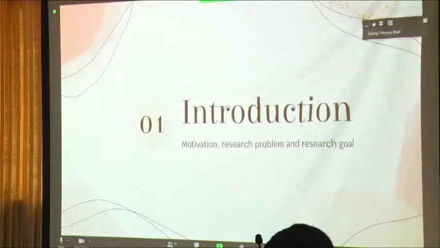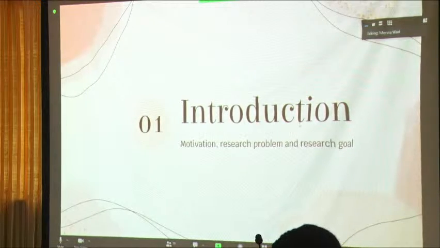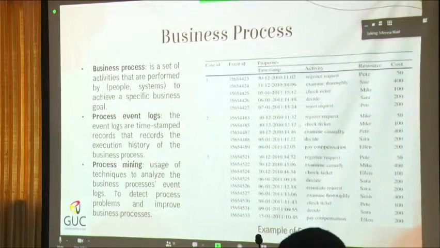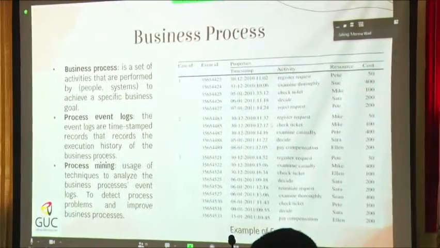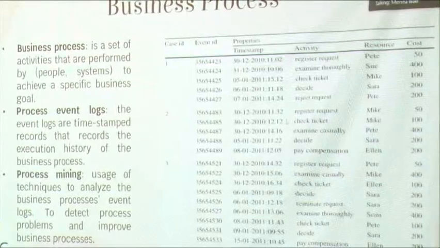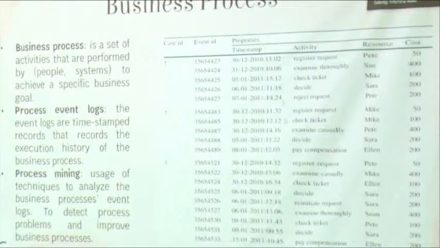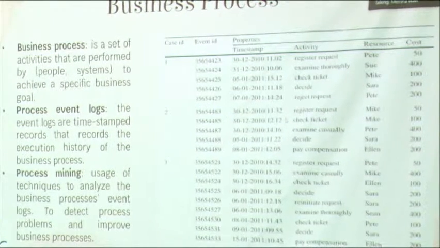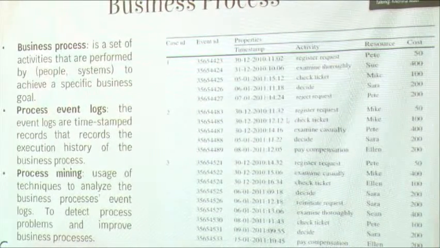So let me first introduce some of the main concepts related to this research, which are related to the business process and business rules. So the business process is a set of activities that are performed by people, by machines, or by systems in order to achieve specific business goals. The other important concept is the process event log, as you can see in this figure that I included here. This is an example of the event log, which records the execution history of the business process through the information system, and it is time stamped.